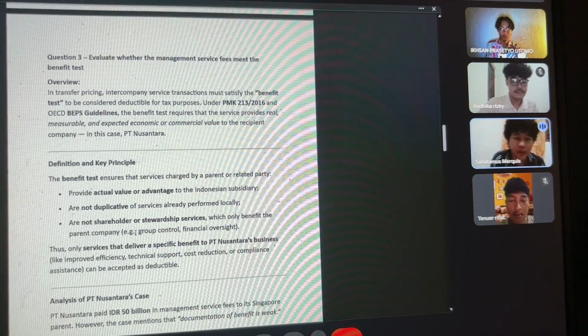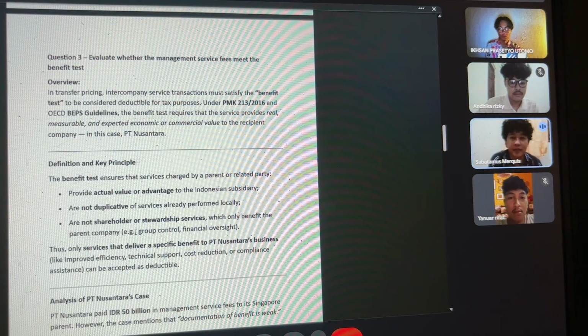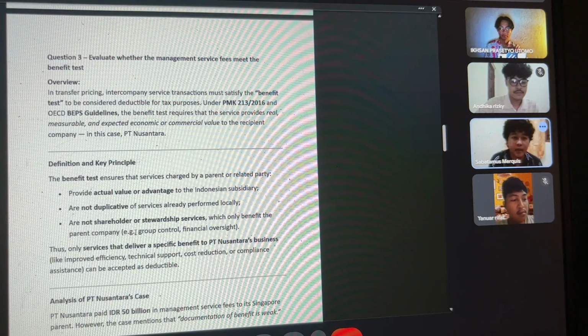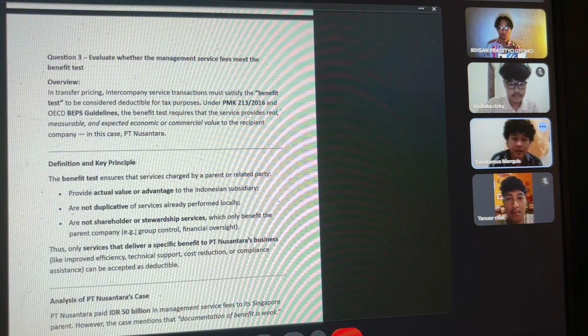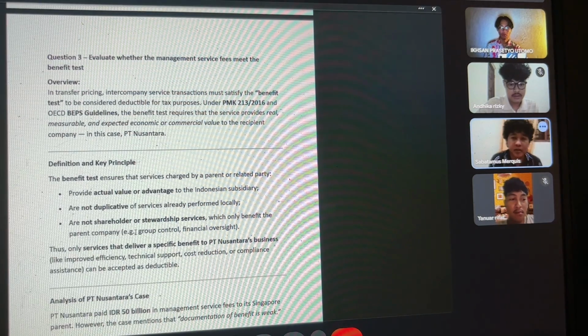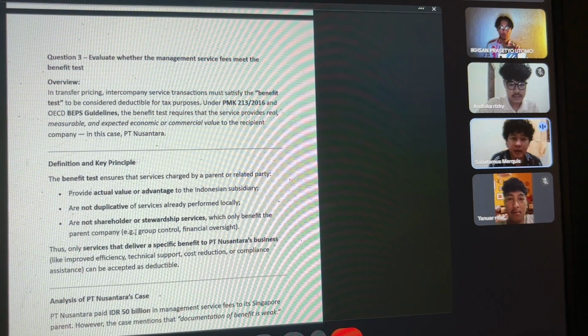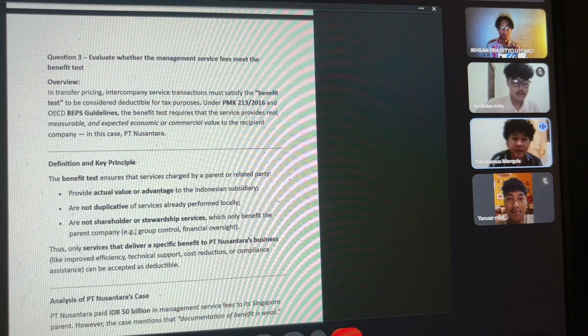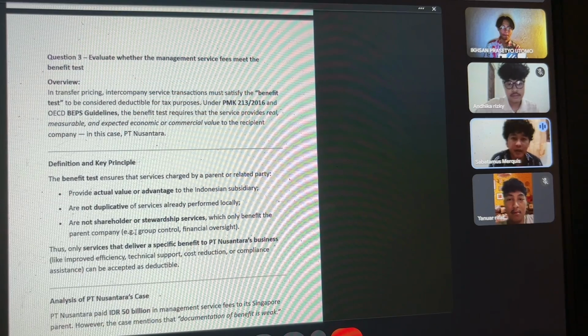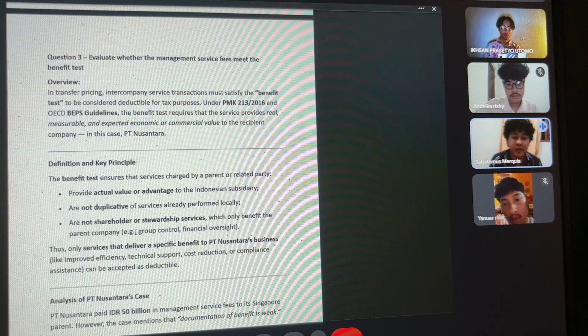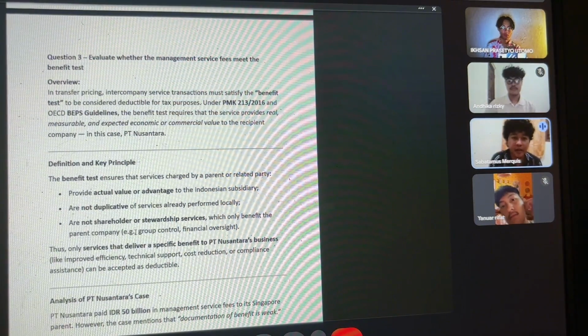And the third question is to evaluate whether the management service fees meet the benefit test. In transfer pricing, intercompany service transactions must satisfy the benefit test to be considered deductible for tax purposes. Under PMK 213/2016 and OECD BEPS guidelines, the benefit test requires that the service provides real, measurable, and expected economic or commercial value to the recipient company.